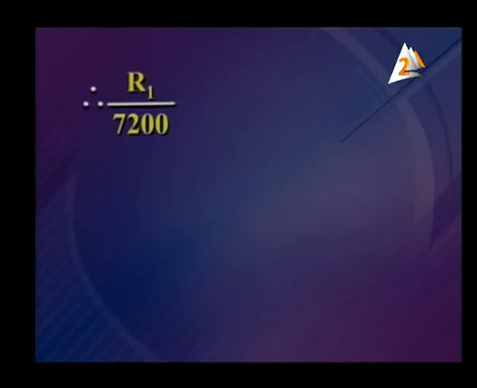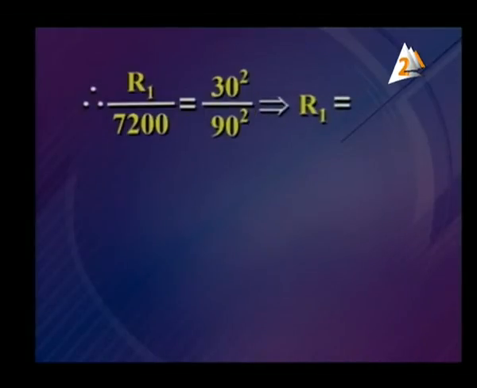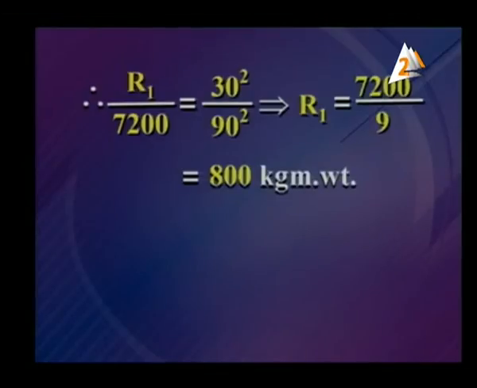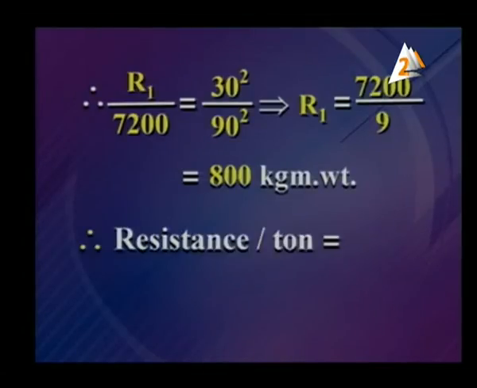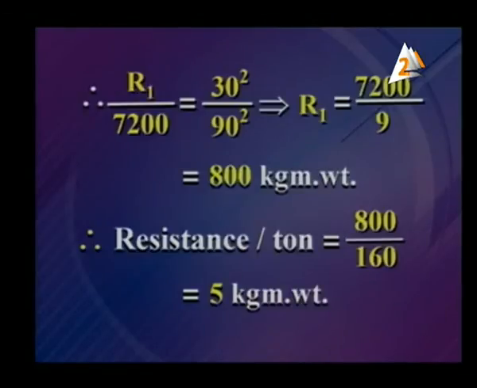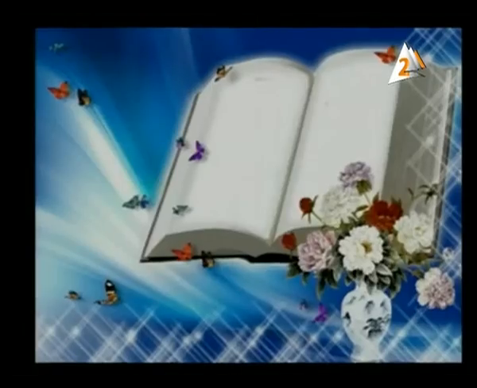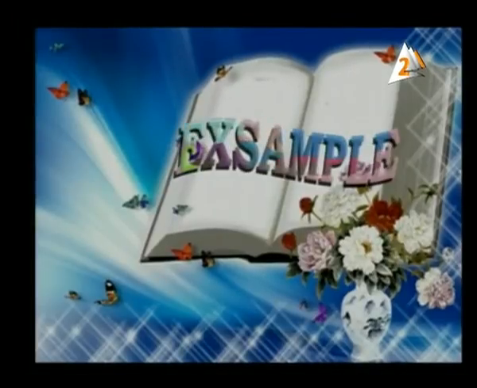Which is 7,200. Then R1 over 7,200 equals 30 squared over 90 squared. Therefore R1 equals 7,200 over 9 equals 800 kilogram weight. Then the resistance per ton equals 800 over 160, which is 5 kilogram weight. Now, dear students, let's go to another example.